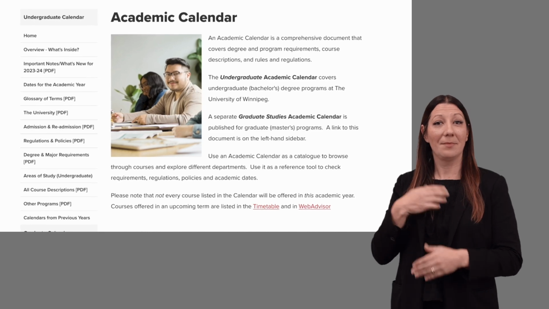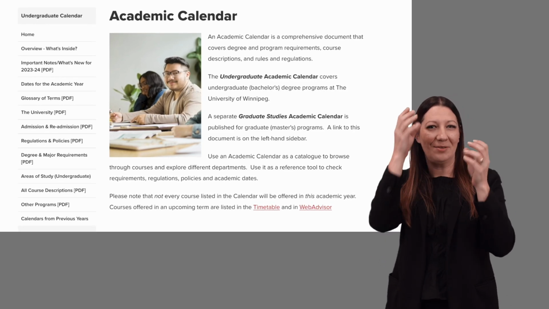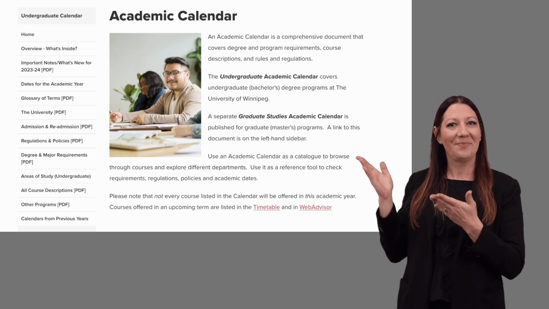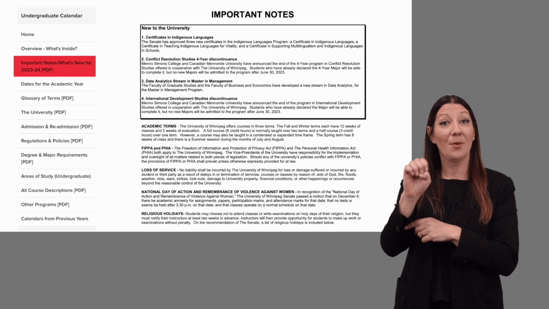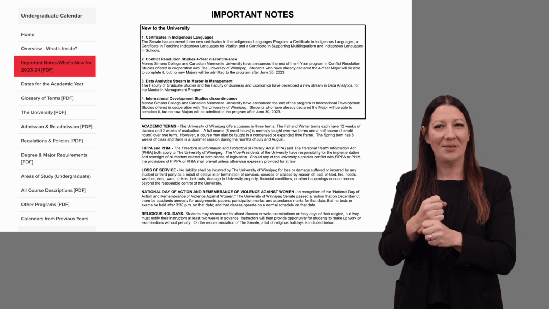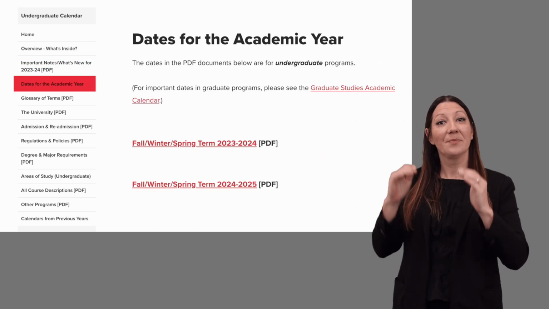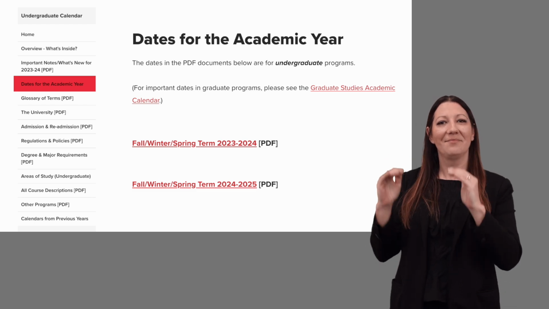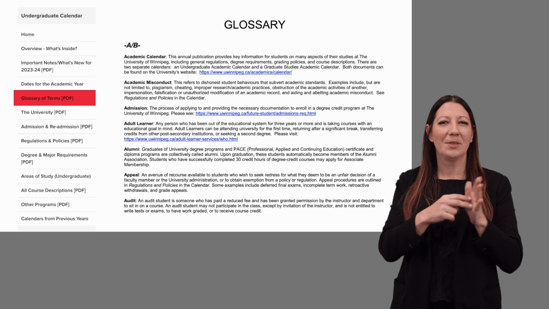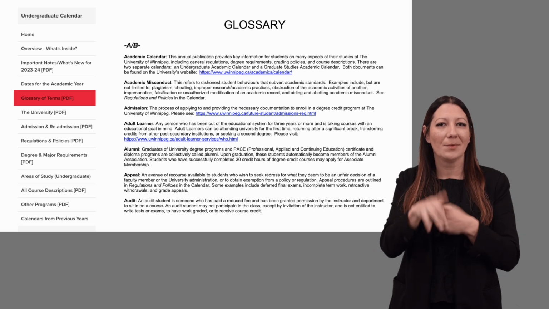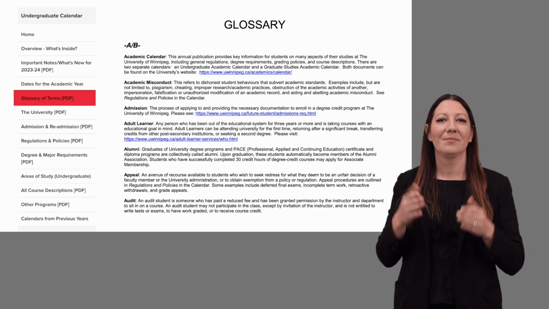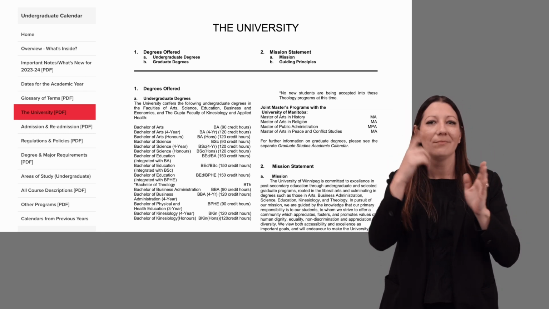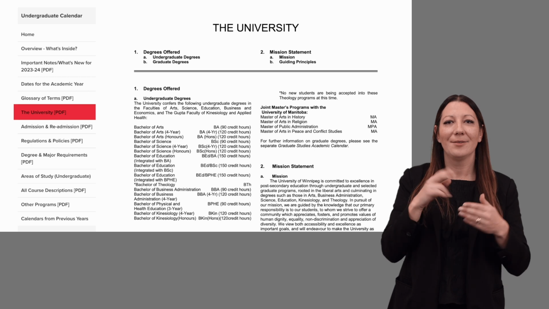other important information. The calendar is subdivided into a number of sections, including the following: Important Notes, which includes new information for the upcoming academic year; Dates for the academic year, which includes important academic dates and deadlines; Glossary of Terms, which outlines the common terminology you will need to know as a student; and General Information, which outlines information about the university, including degrees offered, mission statement, and guiding principles.